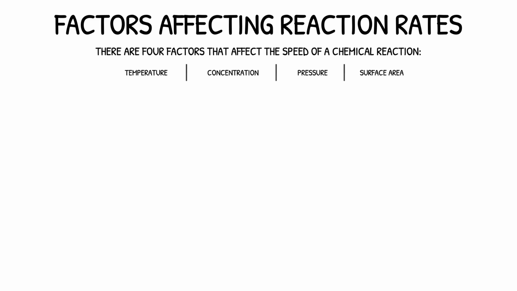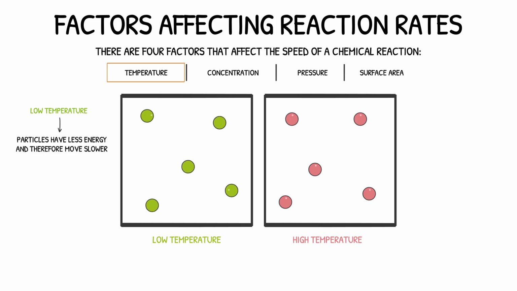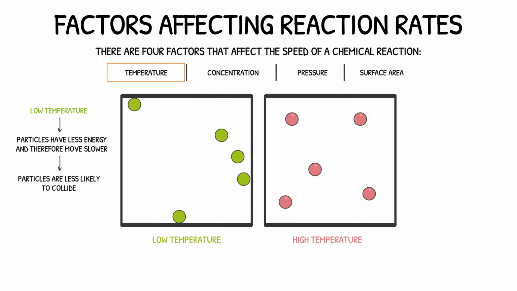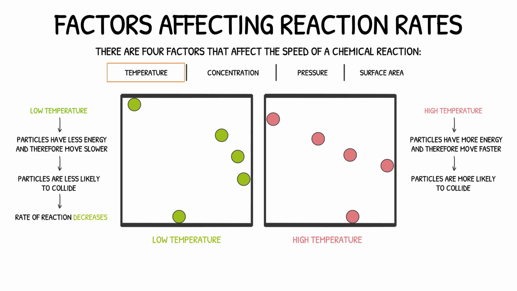Let's start firstly by looking at how a change in temperature affects the rate of a reaction. When the temperature of a chemical reaction is lowered, the particles have less energy and therefore move a lot slower. Because the particles are moving slower, the chances of them colliding at the correct activation energy is lowered, and so the rate of reaction decreases. In contrast, when the temperature of a chemical reaction is increased, the particles have more energy and therefore move a lot faster. Because the particles are moving faster, the chances of them colliding at the correct activation energy is increased, and so the rate of reaction increases too.